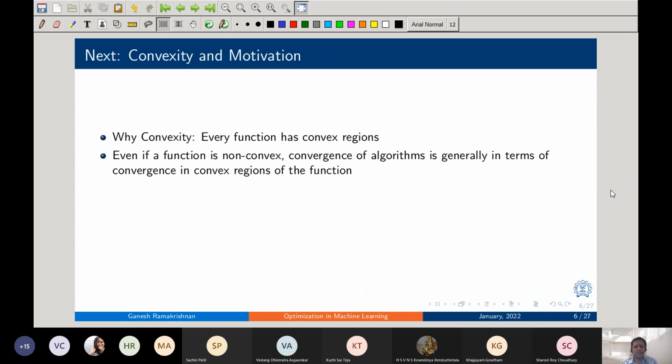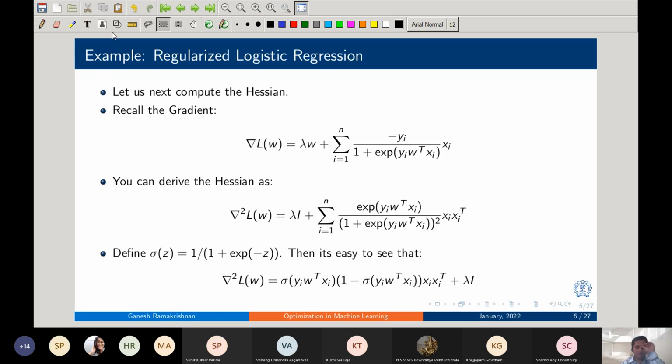Why is convexity important? The first reason is that every function has convex regions, even if a function is non-convex. Yes, question?